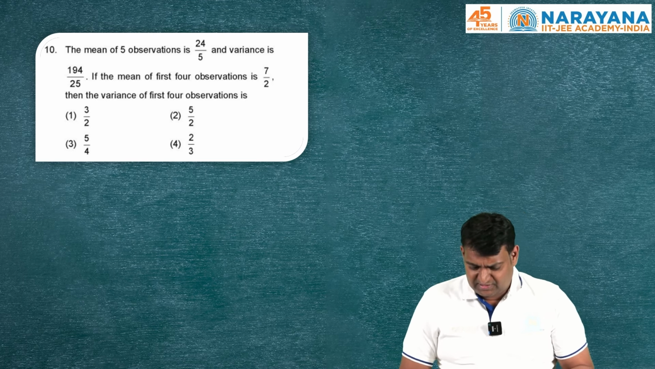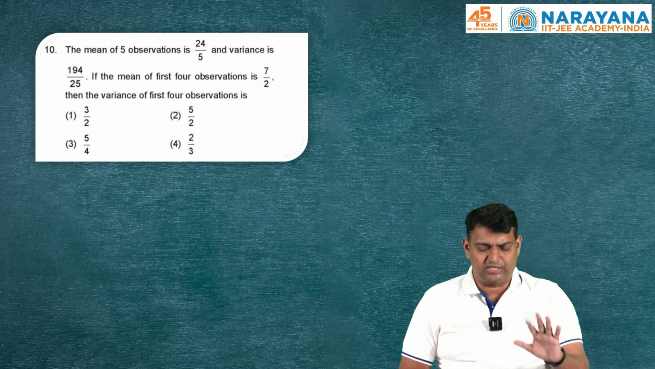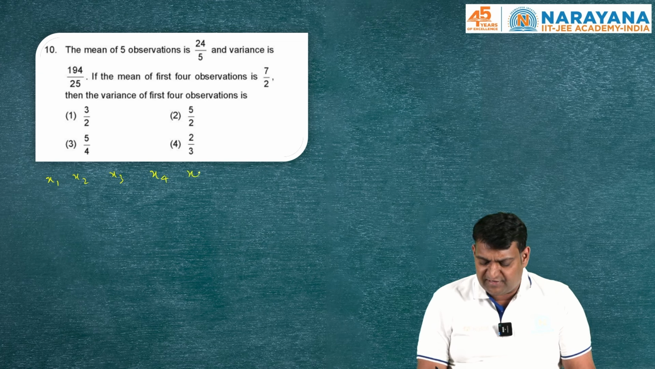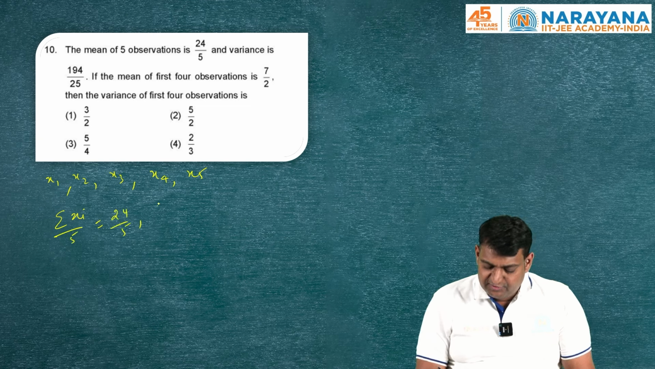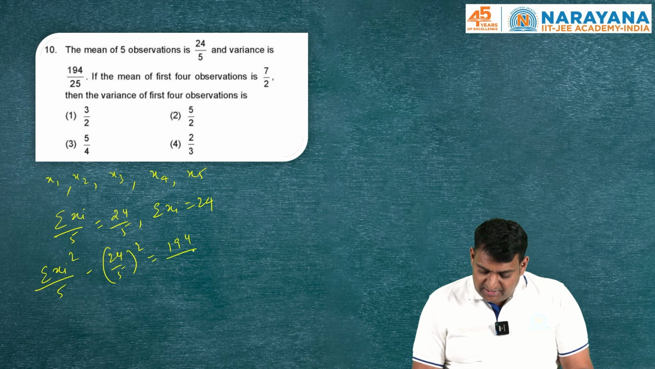Statistics problem, I think there is no logic, nothing. Just formula based. If you remember the formula, substitute in the formula and your answer will come. See that. The mean of 5 observations. Suppose the observations are x1, x2, x3, x4, x5. So, he gave sigma xi by 5 as 24 by 5. So, we have sigma xi as 24. And its variance is sigma xi square by 5 minus sigma xi by 5 whole square, which is 194 by 25.